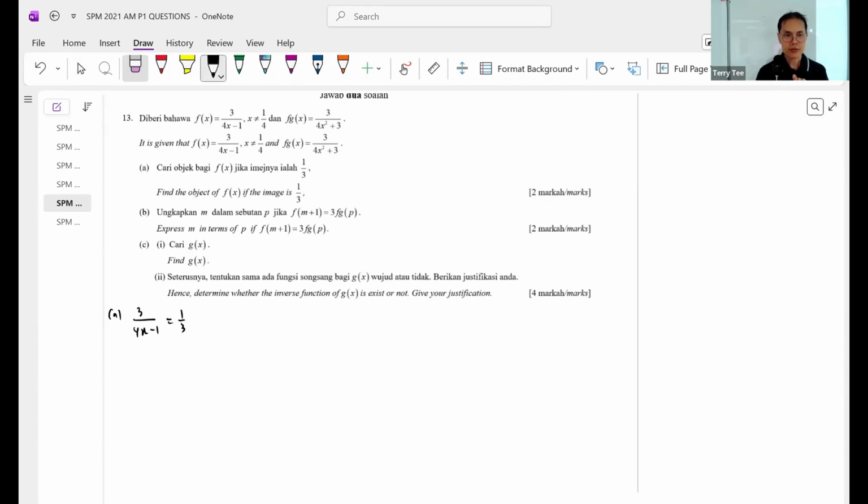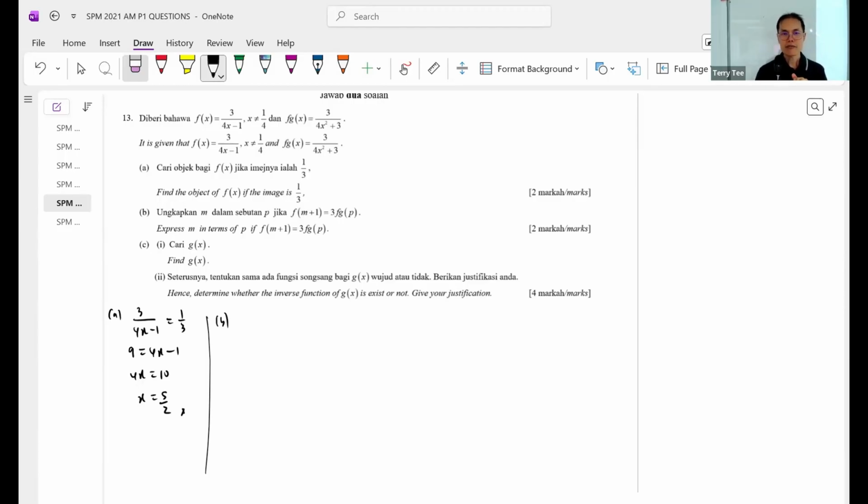So can we cross multiply? 3 times 3 is 9. 4x minus 1. 4x is 10. 10 divided by 4, 5 over 2. Okay, that is your part A. Simple. Okay, second one. Express m in terms of p if f of m plus 1 is 3 times of fg(p).